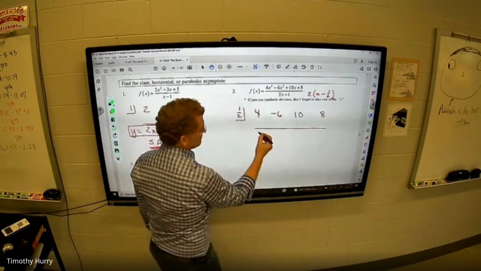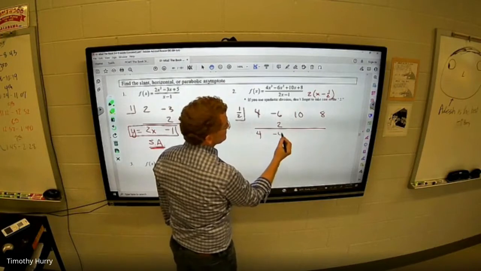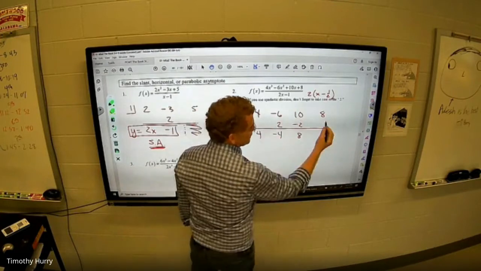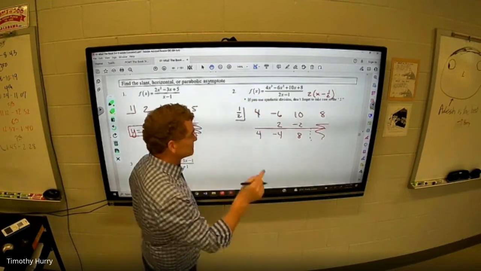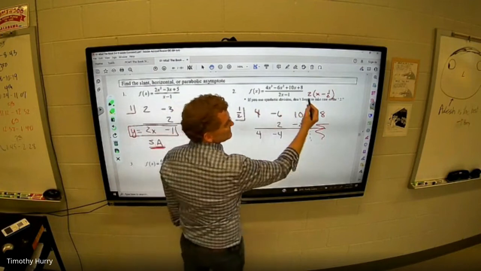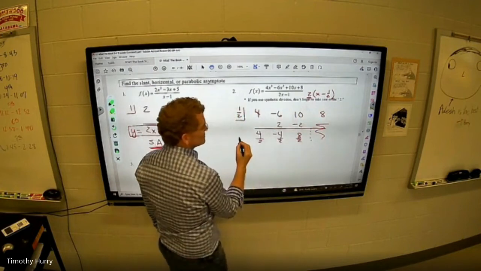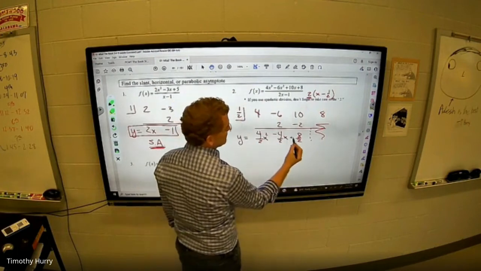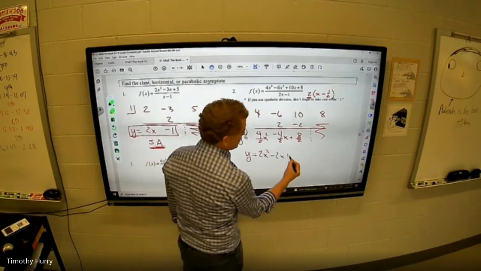So I'm dropping the 4. Half of the 4 is 2. Combine. Half of that's negative 2. Combine. Don't even care, do I? Don't even care about the remainder. But I do have to remember to go back and do what? Divide each of these numbers by 2. Set it equal to y. So I get y equals 2x squared minus 2x plus 4.